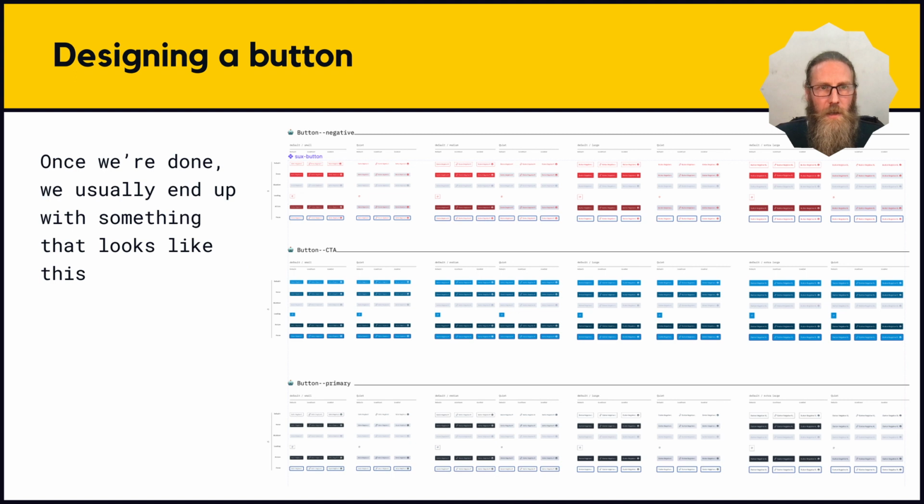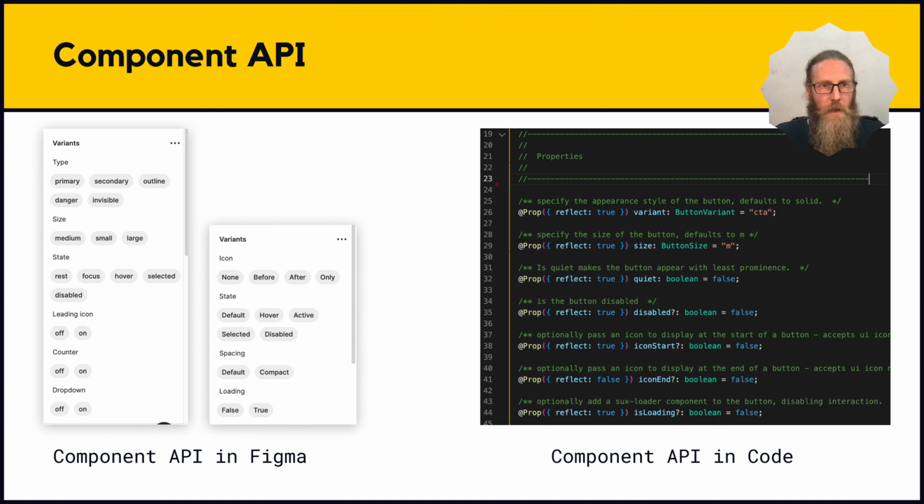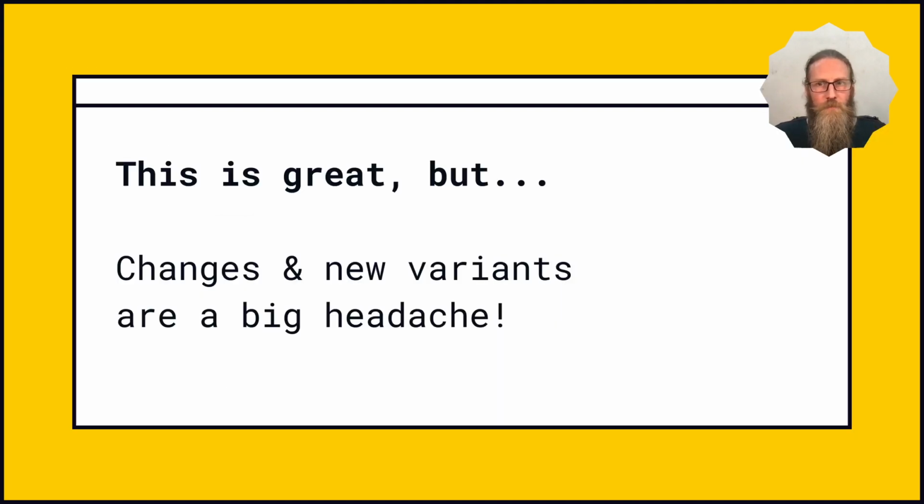If we have a button with many different variants and component options, then this can become quite a large set of options. So what we end up with generally is a component with a bunch of variants and properties with options. On the left side I'm showing the component API in Figma, and what we generally try to do is reflect the same component API in the code for some consistency. So while this is all great, making changes and adding new variants is still a huge job and not always all that much fun.